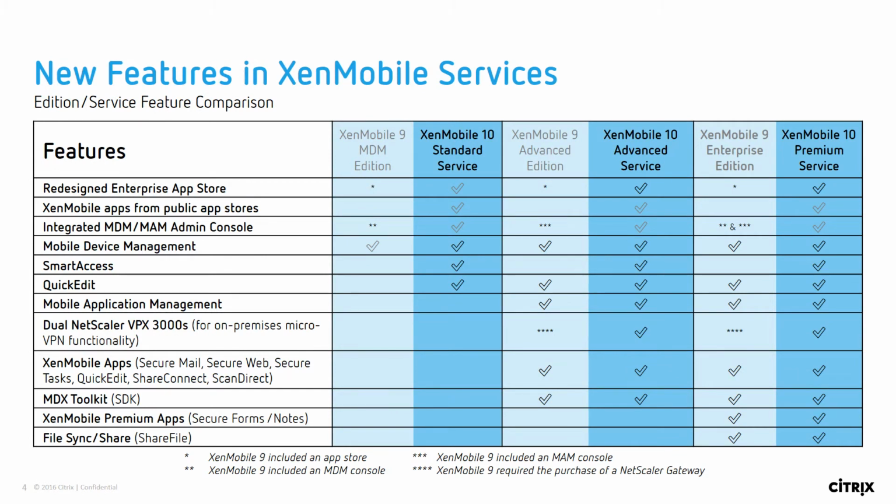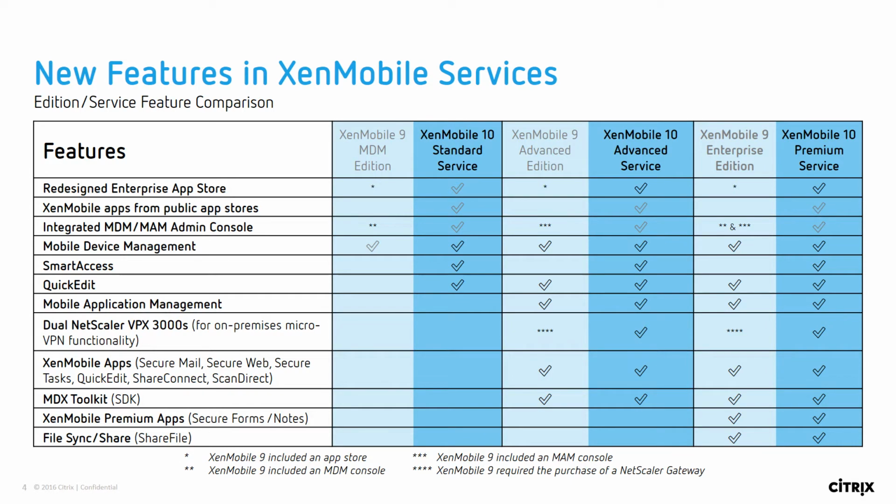So, what do you gain with XenMobile 10? Well, each XenMobile 10 edition and service has additional features that weren't available for XenMobile 9. Although there was an App Store, an MDM console, and a separate MAM console, XenMobile 10 replaces these with the newly redesigned Enterprise App Store and the integrated MDM-MAM admin console. Citrix Smart Access is now included for all editions and services, and the Advanced and Premium services now include additional XenMobile secure apps and dual NetScaler VPX 3000s providing micro VPN functionality, which means no more networking hardware to buy.